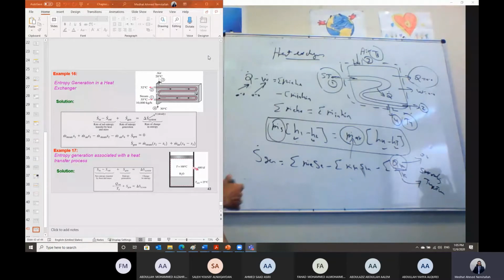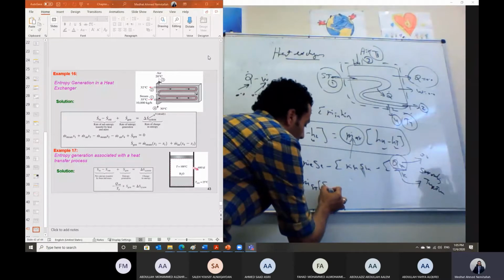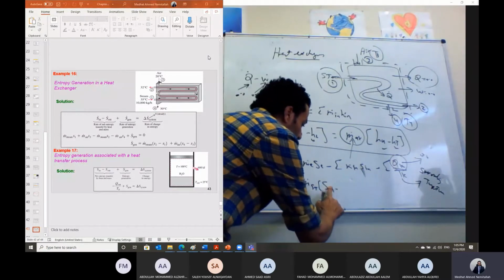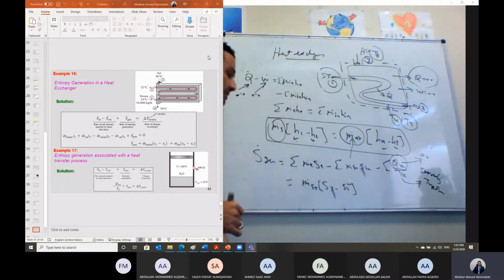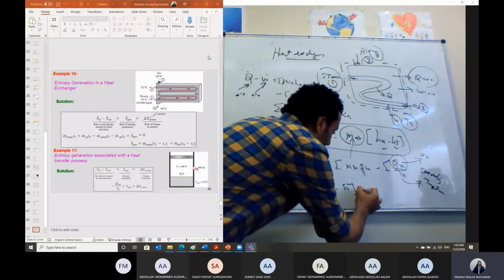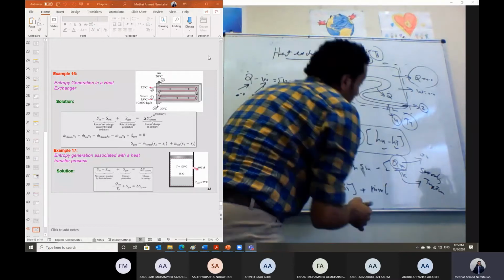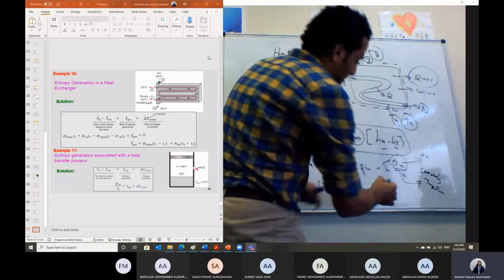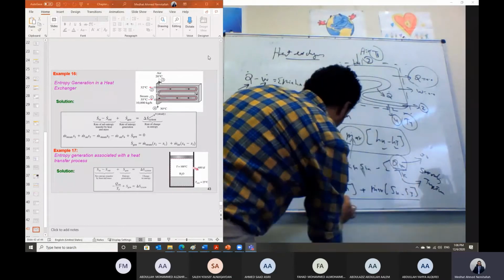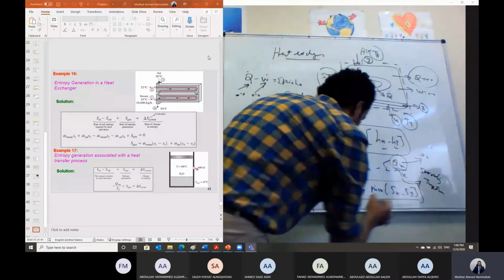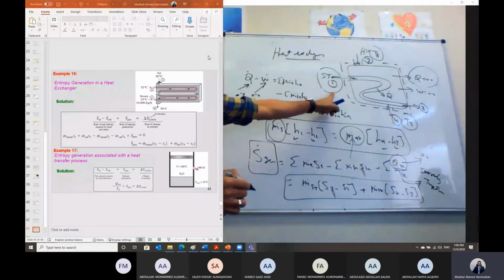So that should equal, if you did that, the mass flow rate of steam multiplied by S exit, which is S2 for steam leaving at 2, minus the entropy at the inlet, which is S1, plus the mass flow rate of air multiplied by the entropy of the air at the exit section, which is S4, minus the entropy at the inlet, which is S3 in this case. And this is how we can calculate the entropy generation when we have a heat exchanger.